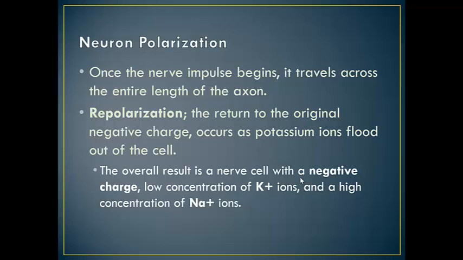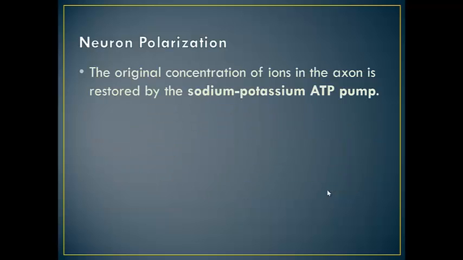So we're creeping back down. Now, the overall result is the nerve cell has a negative charge. So as we repolarize, we're trying to make that inner membrane more negative again. So we went from being negative to depolarizing and becoming positive, to now repolarizing and trying to become more negative again so that we can start back at ground zero. So it goes negative, positive, negative.